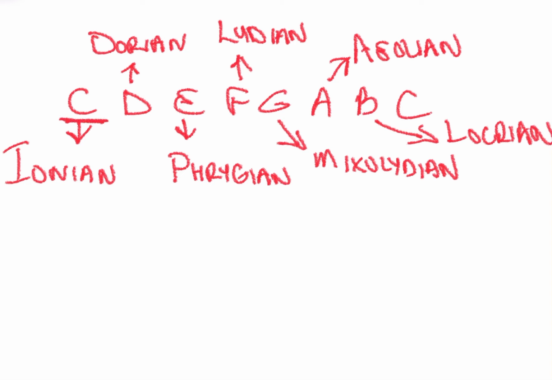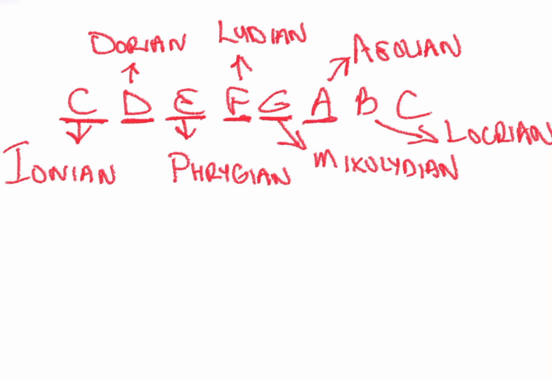Ionian, or starting on C, this is major. Dorian is actually just a natural minor scale with a raised sixth scale degree. Phrygian is also a natural minor scale, but you've got a flat second scale degree. Lydian is a major scale, but you've got a raised fourth scale degree. Mixolydian is also a major scale, but you have a flat seventh scale degree.